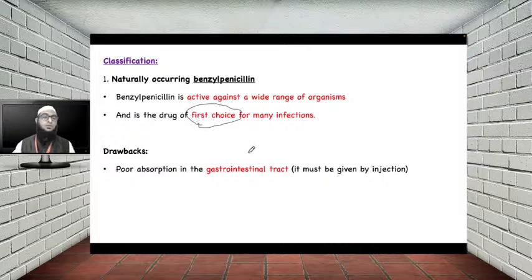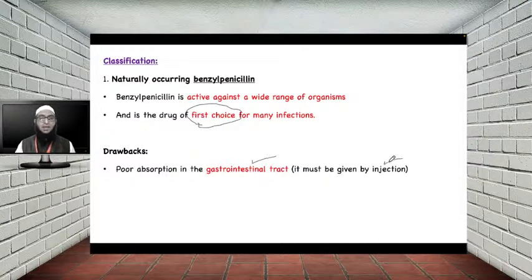So the first and most important drawback is that benzyl penicillin has poor absorption from the gastrointestinal tract. This is the major limitation, because the preferred route of drug administration is the oral route. Since it has poor absorption from the gastrointestinal tract, it must be given by injection. So IV injection is needed. Sometimes the patient needs to be hospitalized, or needs an expert to inject the drug. So that is the main drawback.